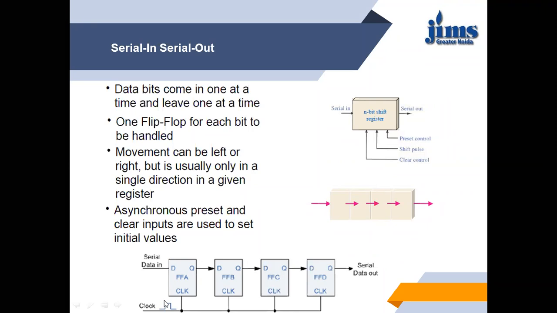Data comes in serially here. Whenever clock is active, this data will be at the output of the flip-flop, and that is the input to the next flip-flop. Whenever the next clock is active, this data is reflected here, and on the next clock, it will be reflected here. It will be convenient to discuss this with the help of an example.